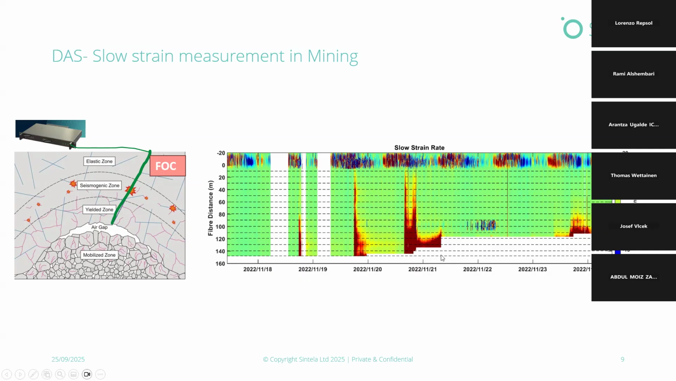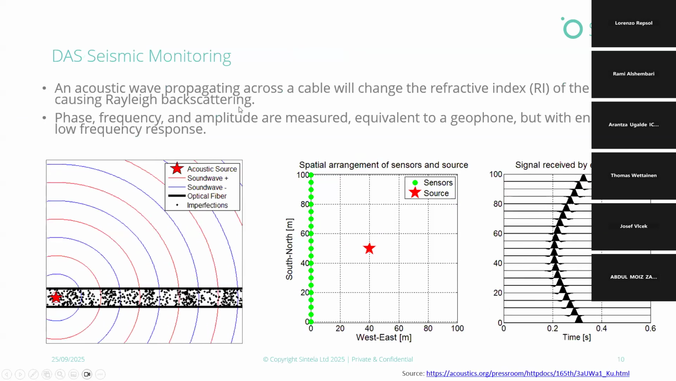strain response. So this is used for early indication of damage, so for response and moving people or equipment from the production area or the hazard area. So that's on the slow strain side in mining.